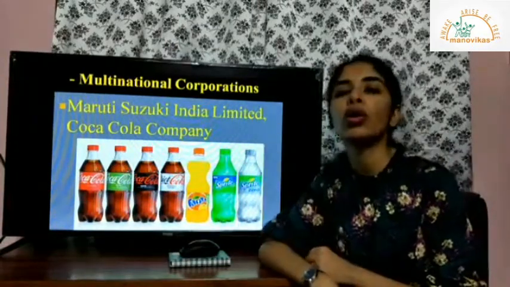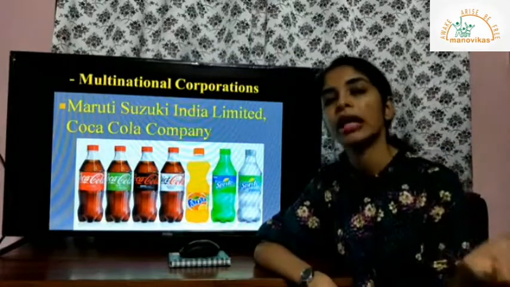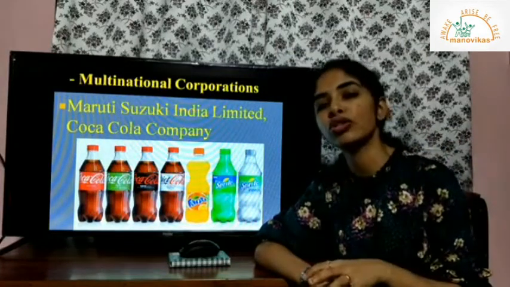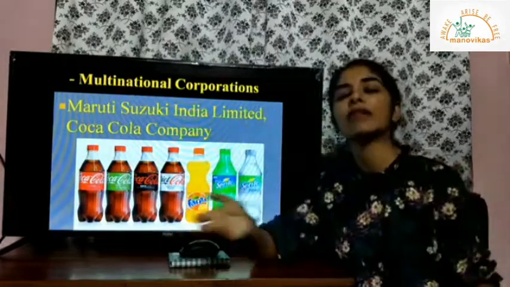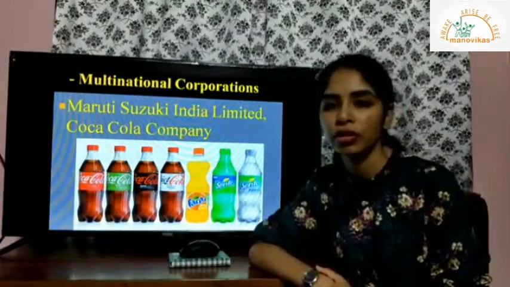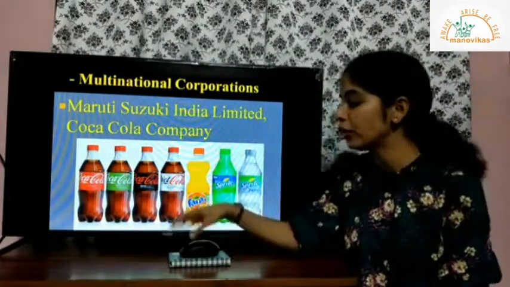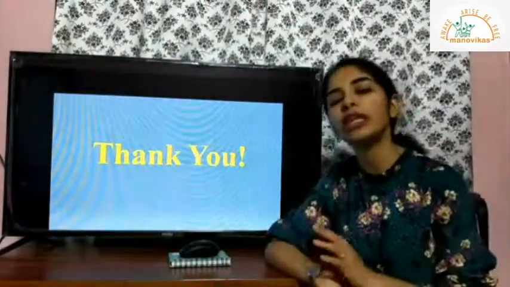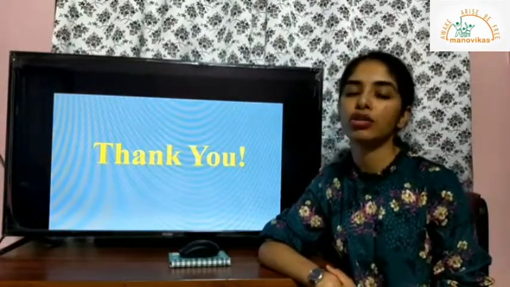Then we have Coca-Cola. Coca-Cola originally belongs to the US. They have jointly established Coca-Cola with India, and then we have the Coca-Cola products. Okay, so this is how industries can be divided into different parts. And with this, we come to an end with the first part of the industry chapter.